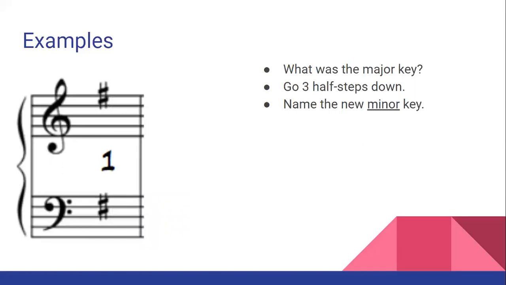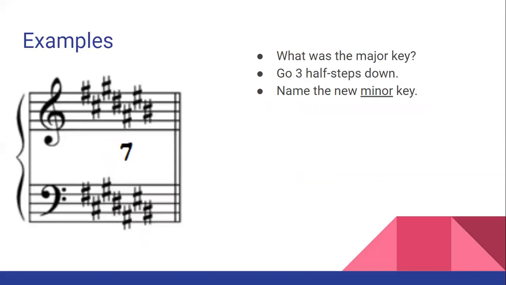If there's only one sharp, we are in the key of G major. 3 half steps down from G is what? It's E. So a relative minor is E minor. Practice some sharps.